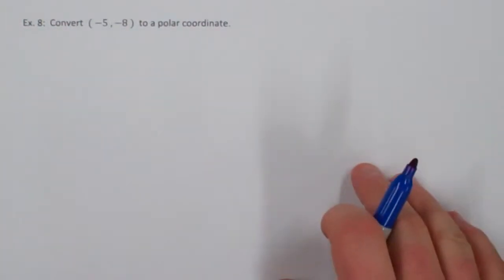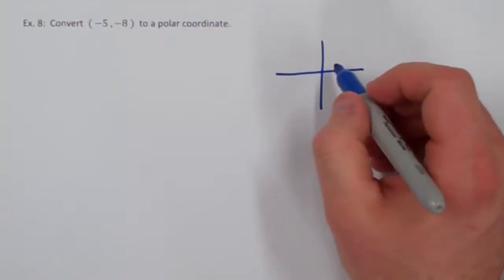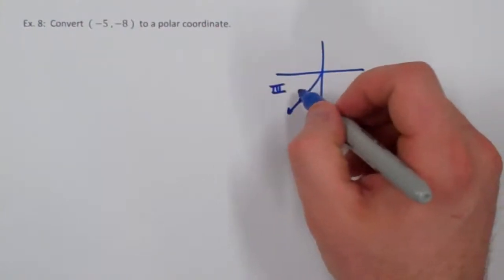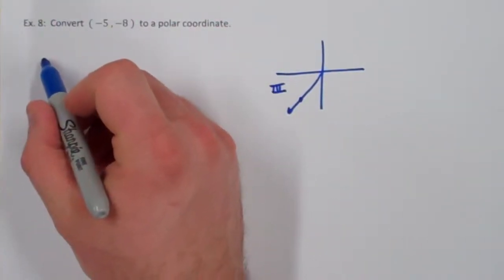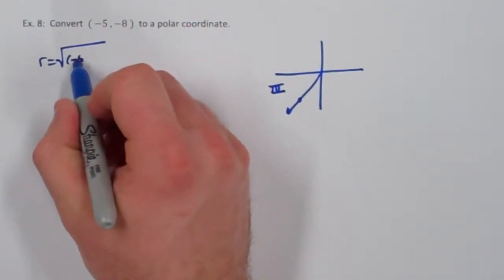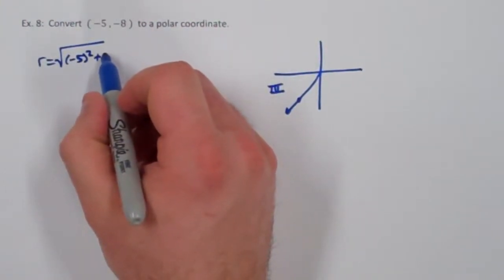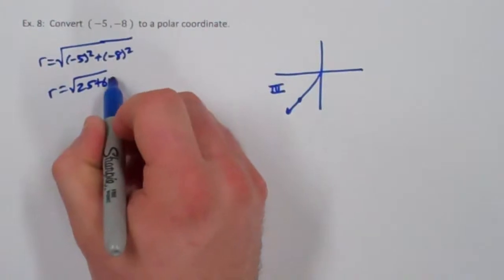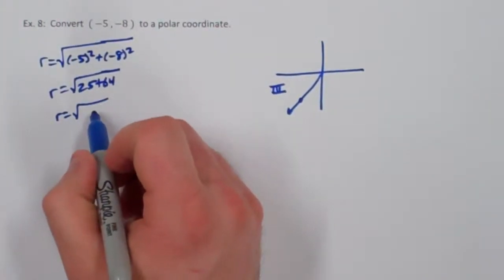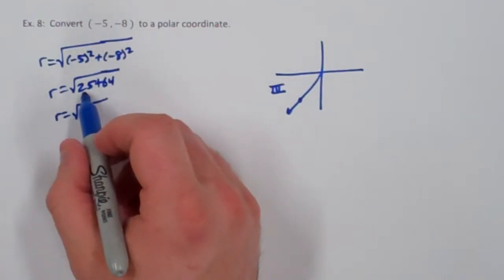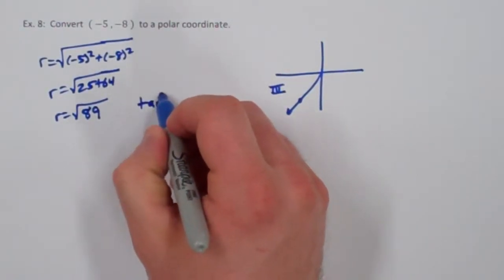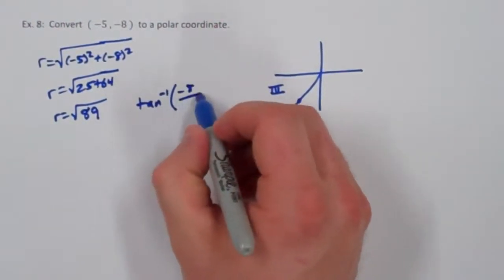One last one here to do. We're going to take negative 5, negative 8, and change it into a polar coordinate. So this is one of those ones where we need to be very careful. If we go left 5, down 8, we're going to be somewhere here in quadrant 3. So we're going to need to be very careful with our inverse tangent. Let's figure out r first. R will be the square root of negative 5 squared plus negative 8 squared. So r will be the square root of 25 plus 64. That should get us to, I think, 6, 7, 8. So that'll be 89. To figure out theta, we'll do the inverse tangent of negative 8 over negative 5.